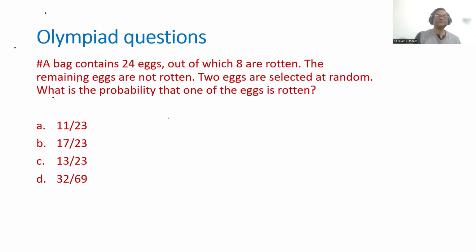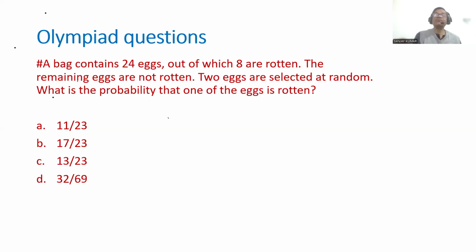Next question. A bag contains 24 eggs, out of which 8 are rotten. The remaining eggs are not rotten. 2 eggs are selected at random. What is the probability that one of the eggs is rotten?